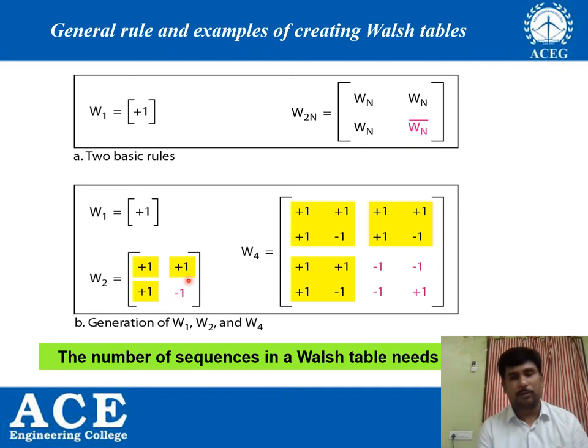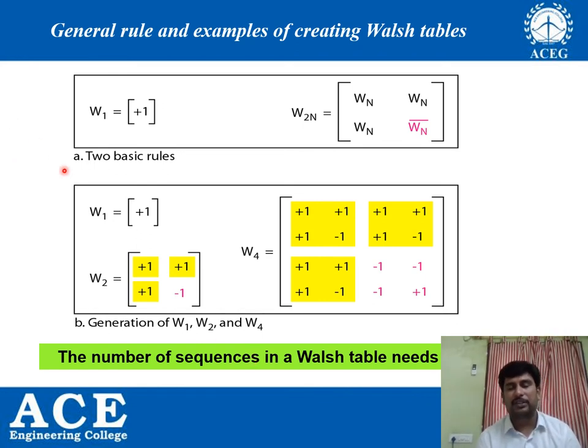Similarly, if I want W4, meaning W2 into 2, it can be written as W2, W2, W2, W2 complement. So I write W2, W2, W2, and the complement of this is minus 1, minus 1, minus 1, plus 1. This is how, using Walsh codes, we can determine the sequences to be used in the CDMA technique.